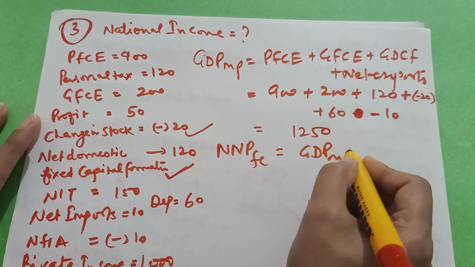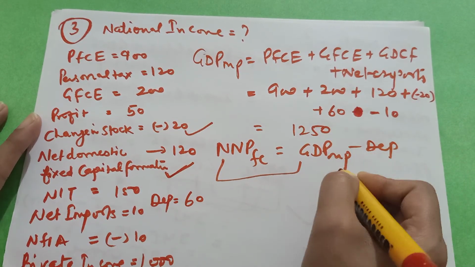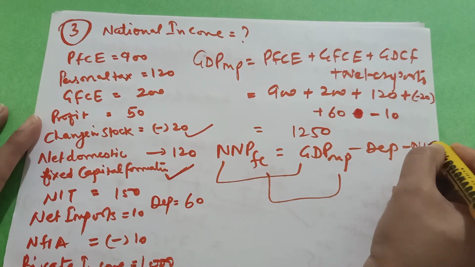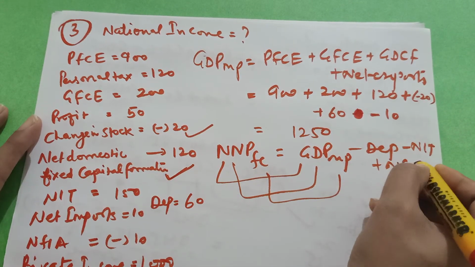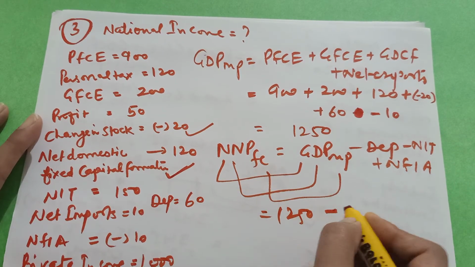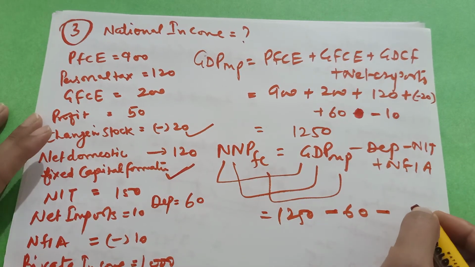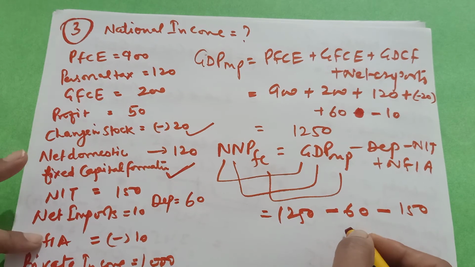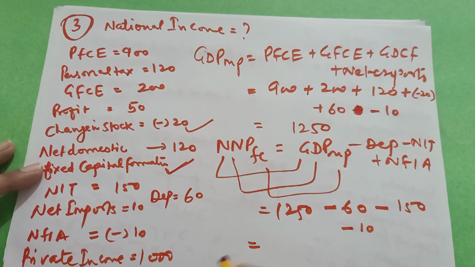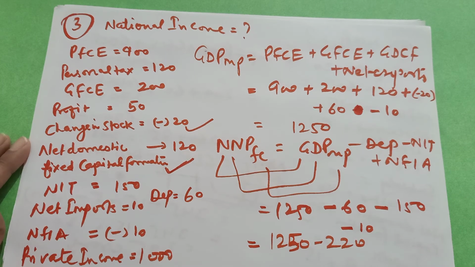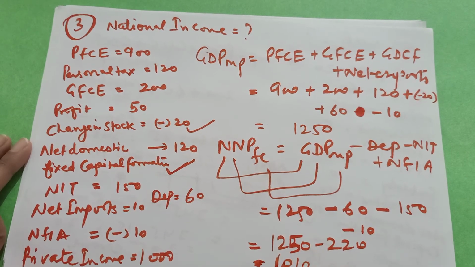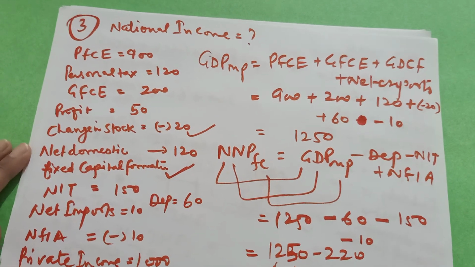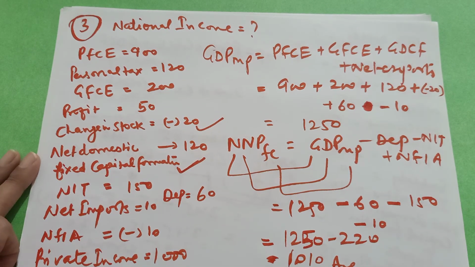GDP-MP we write here. Gross to net, minus depreciation. Market price to factor cost, minus NIT. Domestic to national, plus NFIA. So 1250 minus depreciation 60 minus NIT 150, and plus NFIA, which is minus 10. So this much you can calculate: 1250 minus 220, that is 1010, is your answer. I hope you have understood all three methods.